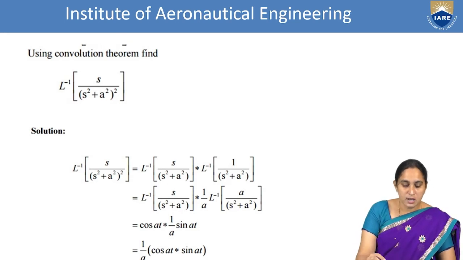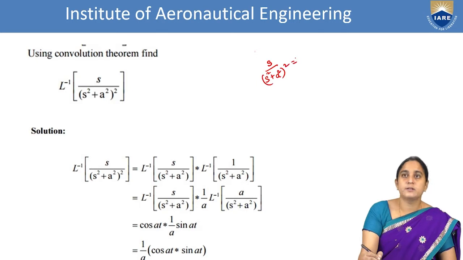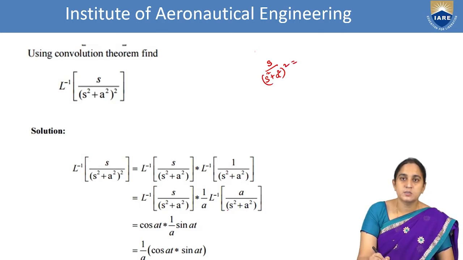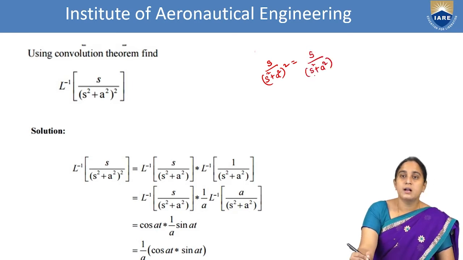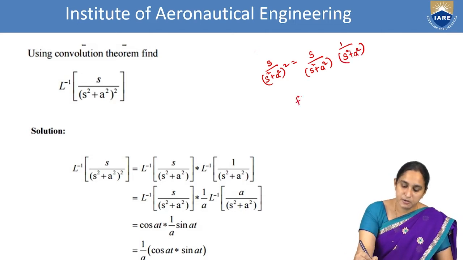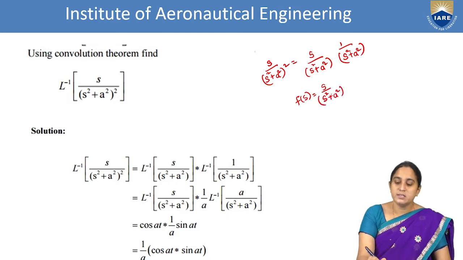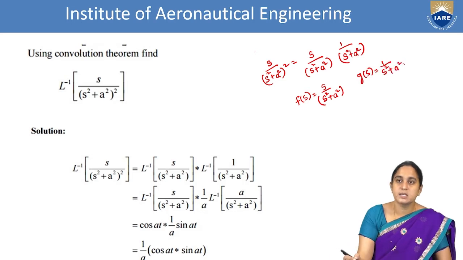That's why I'll write here how to divide the function. Here, I'll divide the function as s by (s square plus a square) whole square is equal to s by (s square plus a square) into 1 by (s square plus a square). From that, what is f of s? f of s is s by (s square plus a square). And the second one, g of s is equal to 1 by (s square plus a square).